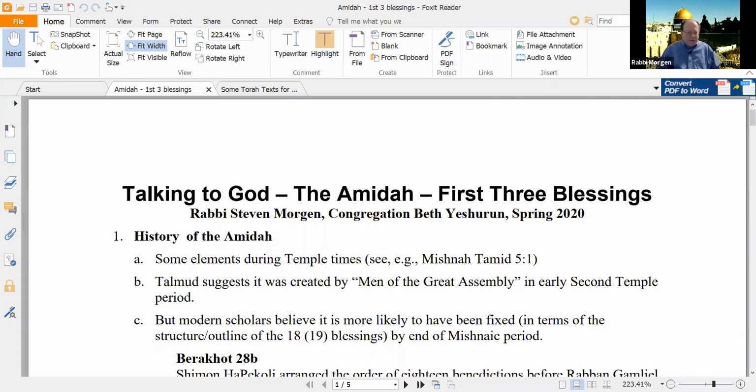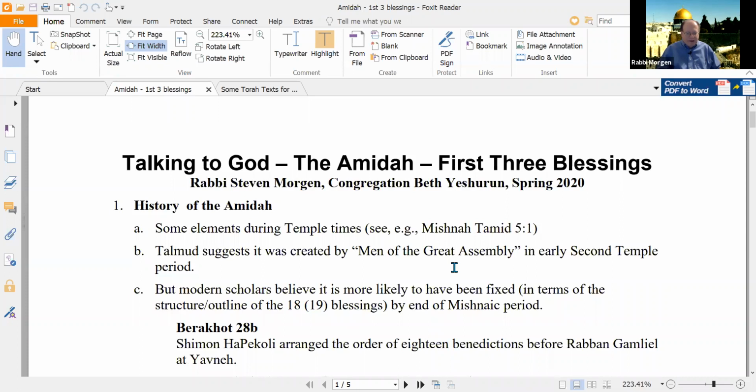So let's do that now. Okay, so I'm going to start with showing you. There are 2 documents I have for this. They're both PDF files. This one is kind of the outline of what I want to say. And then the other one is some Torah texts that are sort of the sources for the opening blessings of the Amidah.